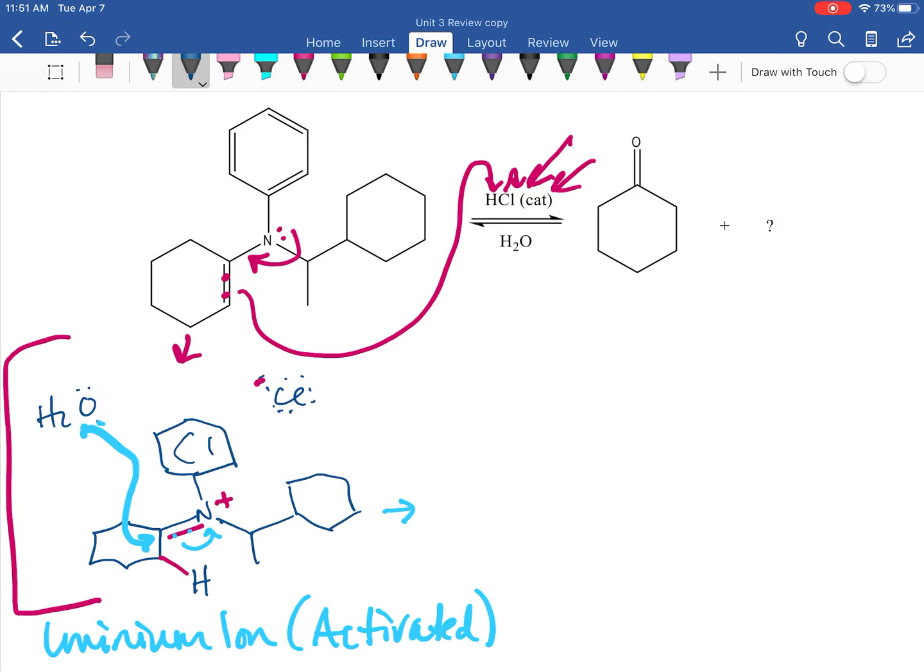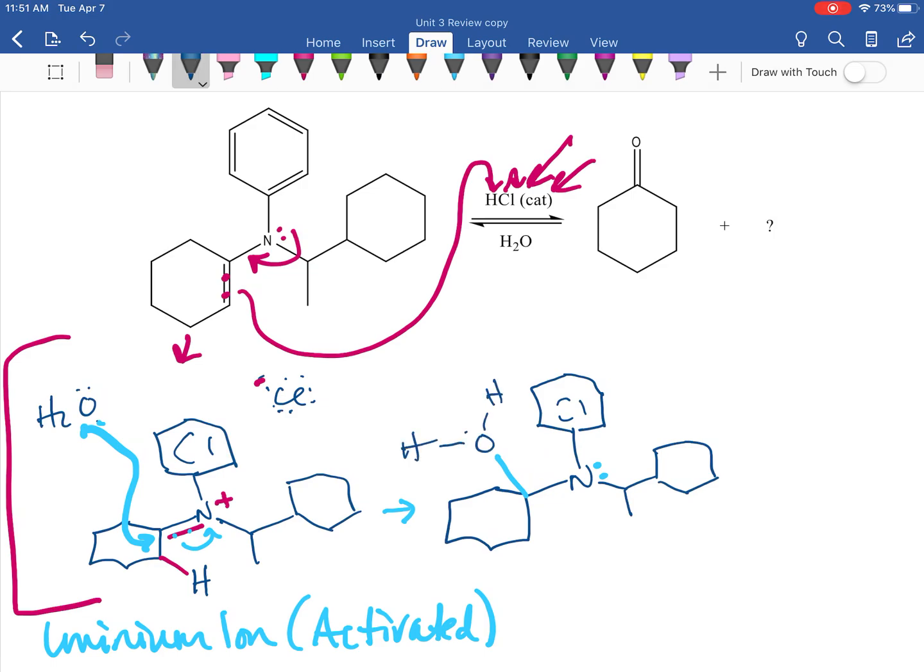Okay. Let's draw this whole beast again. My drawings aren't as nice as they are on the board. I'm still getting used to this pen, but trying. Okay, so where did these electrons end up? They are now the lone pair on nitrogen, and we just added that water in and have a charge.